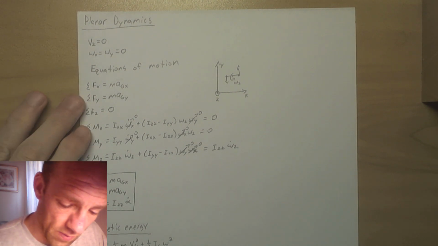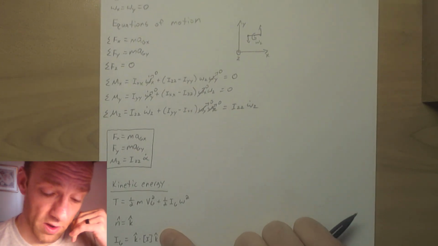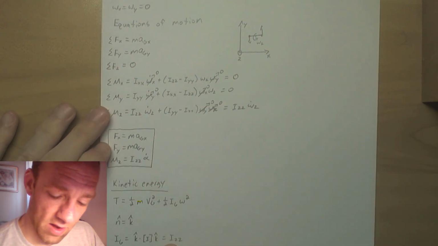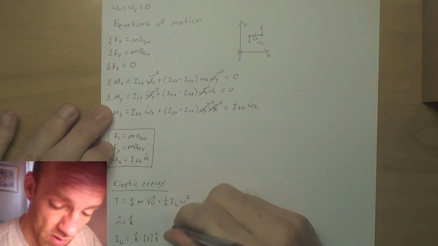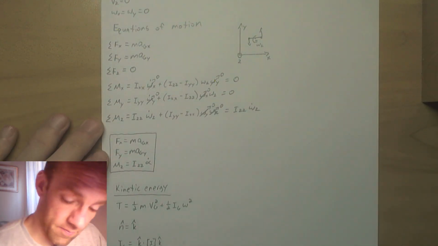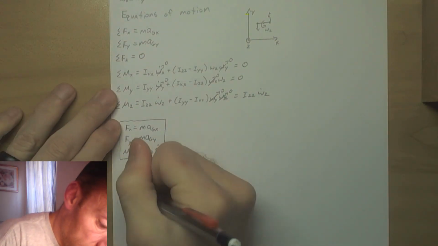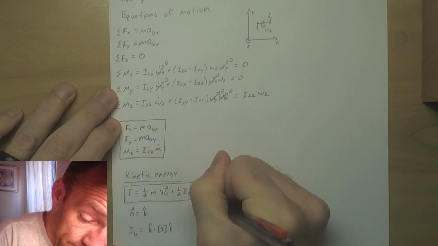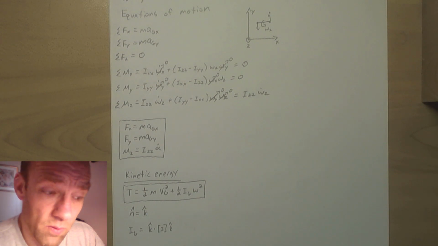But this is probably a more correct way of putting it, because it doesn't necessarily have to be the principal axis, but that's probably the more correct statement right there. And nothing else really needs any more clarification.